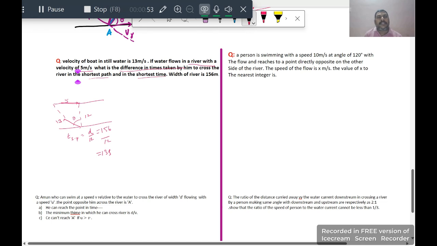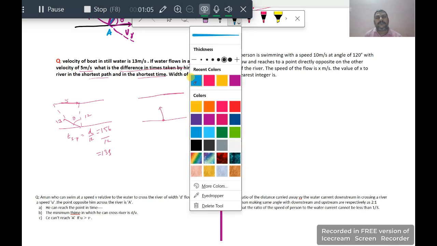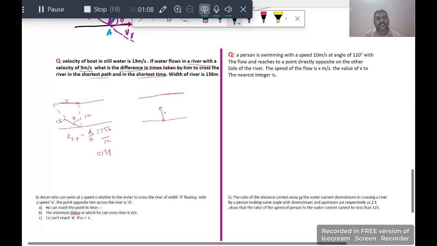Now the shortest time. Shortest time means you start directly perpendicular to the river bank. Here the velocity is 13 meters per second, so there is no need to divide into components, and d is 156 meters, as given. So 156 by 13 equals 12 seconds. Now the difference is 13 minus 12, so 1 second. I hope you understand.